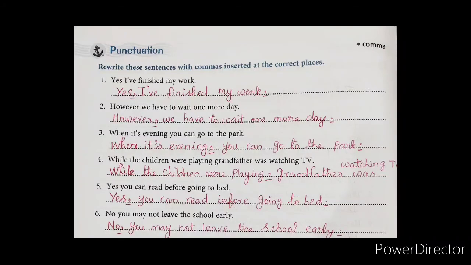See here, the first one: Yes, I have finished my homework. Here after yes we need to give some pause. Yes, I have finished my work. Wherever a pause is needed, we need to give a comma. Here after yes we are giving a pause, so we have to use a comma, children. Yes, comma, I have finished my work. So that's the first question, children.